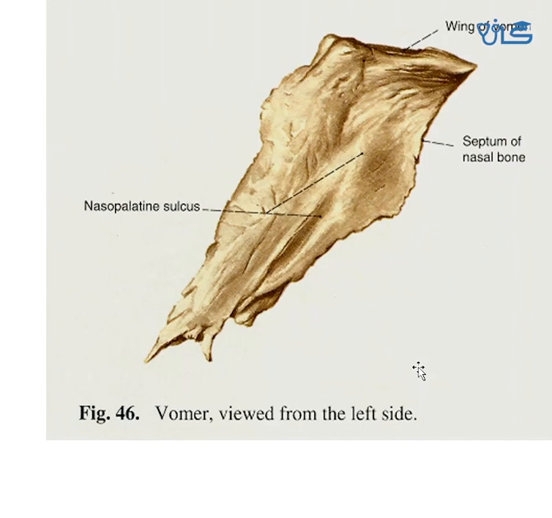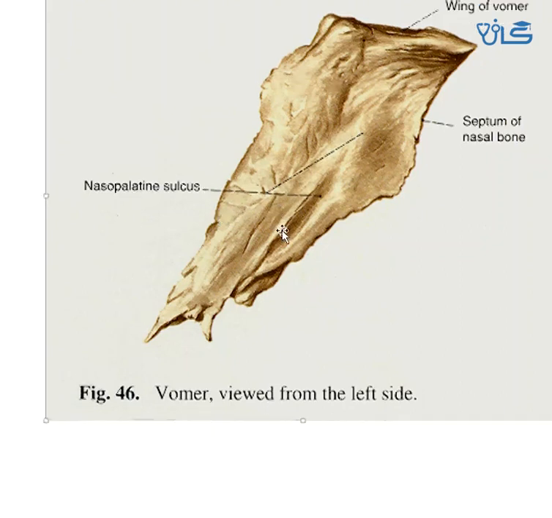This one is vomer bone or septal bone of the nose. The vomer contributes to formation of the septum of the nose, the medial wall of the nose. The superior border of the vomer articulates with sphenoid bone, and the anterior border of the vomer articulates with the perpendicular plate of ethmoid bone.